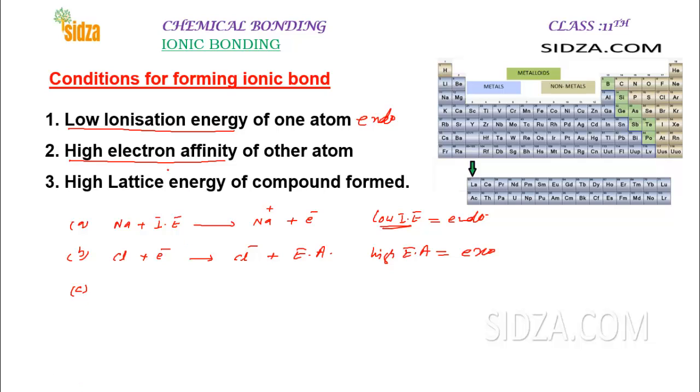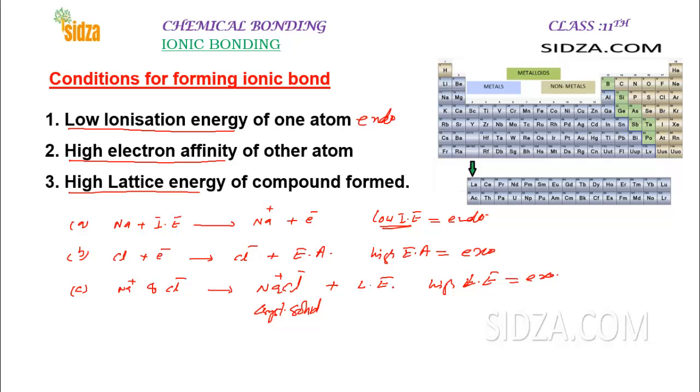Third and the last one is that you should have a high lattice energy. When these ions are formed, Na plus and Cl negative, they form sodium chloride, NaCl, a crystalline solid. When ions come close and form the crystalline solid, they release some energy, which is called lattice energy, and this is also an exothermic step. You should have a high lattice energy.